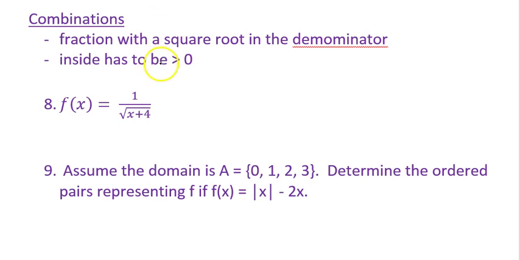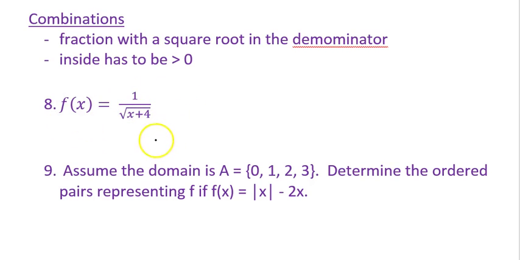Okay, now I want to talk about what happens if it's a combination. It's a fraction with a square root in the denominator, so it's both problems. In that case, the inside has to be greater than 0. Because it's a fraction, it cannot equal 0. Because it is a radical, it has to be greater than, so that we don't get i's.